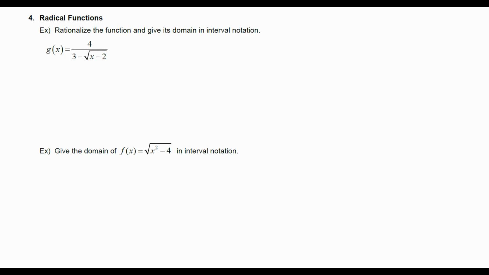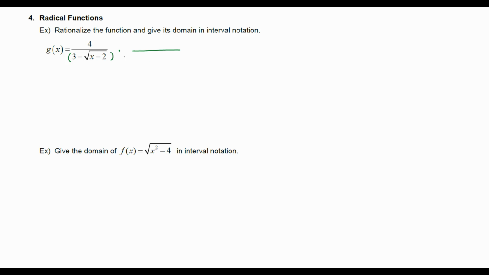Number 4. Radical functions. Example. Rationalize the function and give its domain in interval notation. So I've got g of x equals 4 over quantity 3 minus radical x minus 2. How do you rationalize that? Do you recall? Yes, you're going to have to multiply by quantity 1, since any quantity times 1 is itself, so we're not really changing anything.